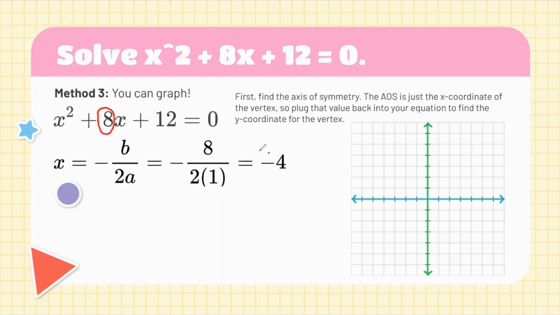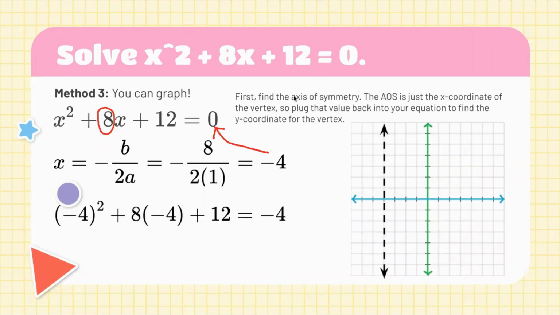Now that you've found the x value, plug it into your original equation to find the y value of your vertex. So this would be negative 4 squared plus 8 times negative 4 plus 12. So negative 4 squared just simplifies to positive 16. And then this would be plus negative 32, and then plus 12. 16 plus negative 32 is just negative 16, plus 12, which equals negative 4. So the y value of your vertex is going to equal negative 4.